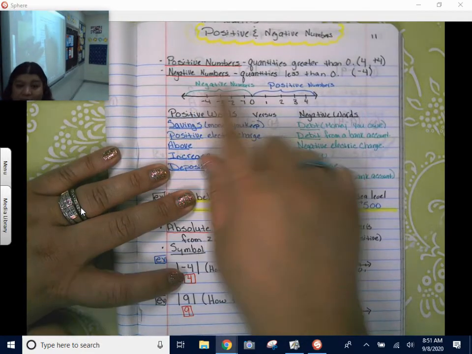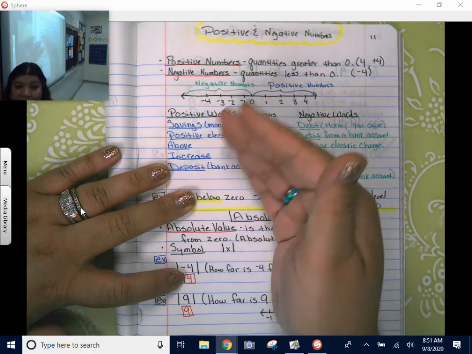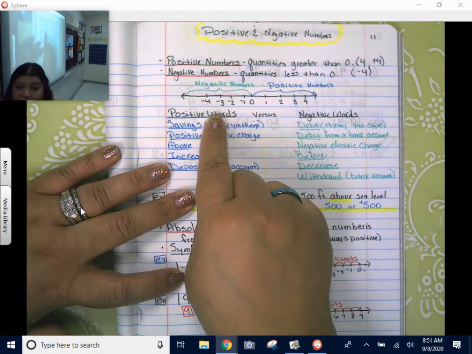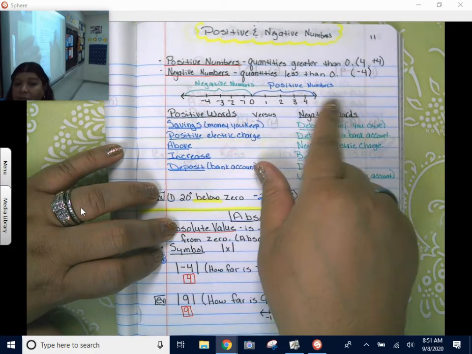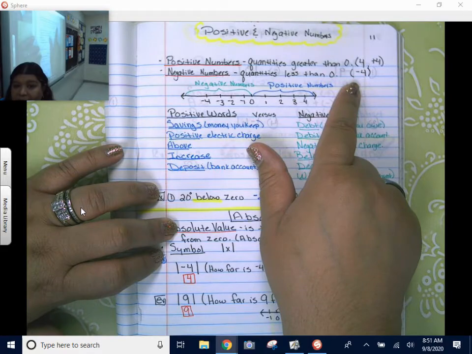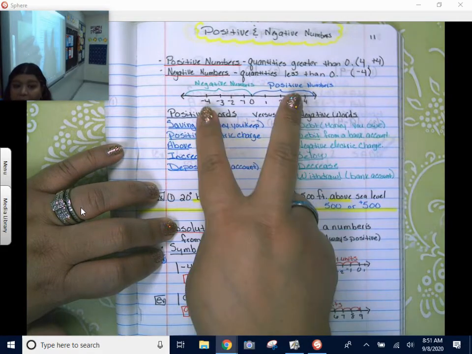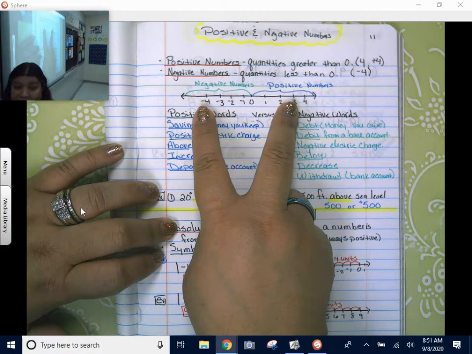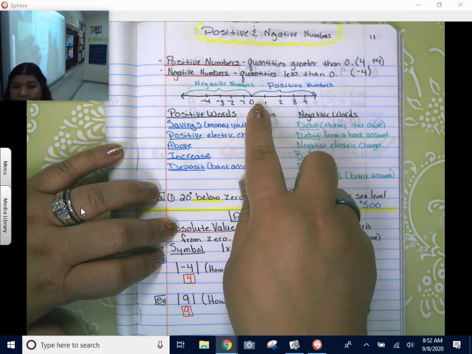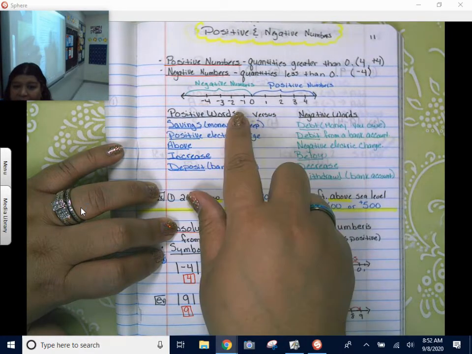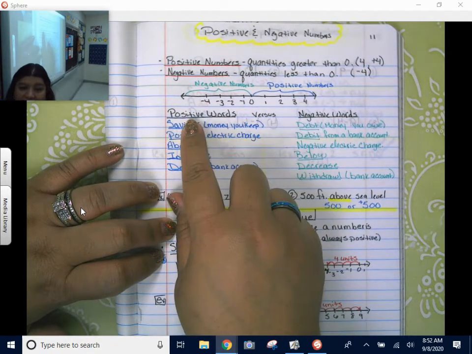Negative numbers are quantities less than 0. So they are on the left side of the number line, and those do need to be written with a negative. So like -4 right here. We use a number line to show positives and negatives. So the positives are on the right side and the negatives are on the left side.